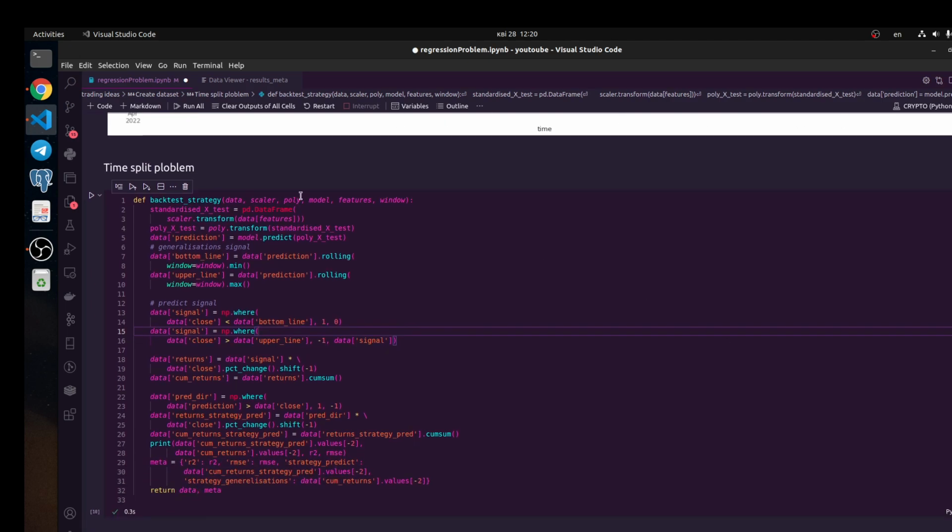So we created a backtest strategy. This is a function where we create a signal from the prediction of machine learning and generalization of this data to create some clever indicators, and we could use this to improve our results. And using the generalization, we could create multiple clever indicators to improve our trading experience.